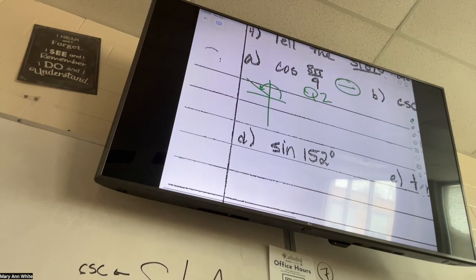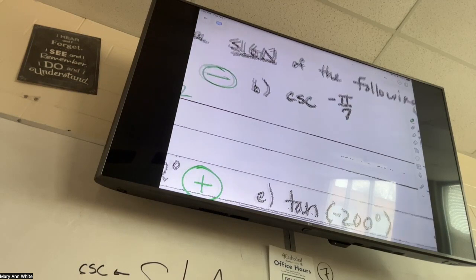Let's do sine of 152 while we're at it. What quadrant is 152 in? 2. It's in quadrant 2 again. What's my sign in quadrant 2, positive or negative? Positive. Because in quadrant 2, my S is there, so that's what's positive. Sine is positive. Okay, cool. Now let's do a couple negative angles.